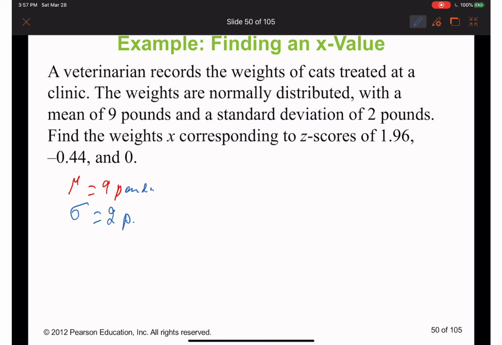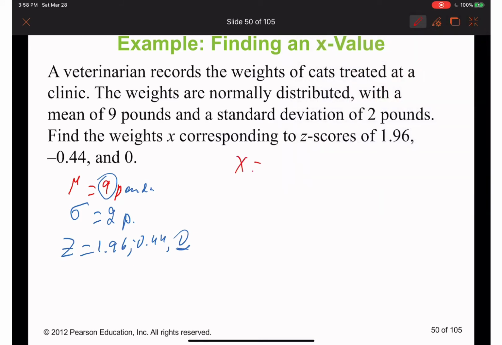Find the weight, which means x, that corresponds to z-score. We need to find x that corresponds to z-score equal to 1.96, negative 0.44, and 0. First of all, when z-score is equal 0, remember what I told you from the very beginning. When z-score is 0, that is matching to the average of your x. And how much is your average of your x? It is 9. And I will also prove why the 0 of the z-score is equal to the mean. So let's write down the formula.